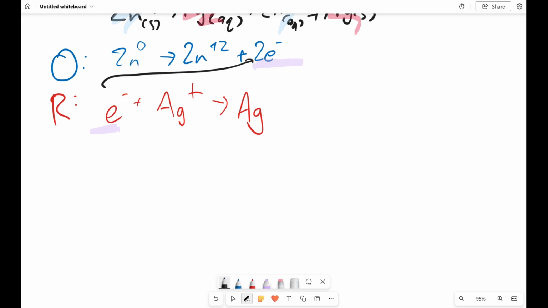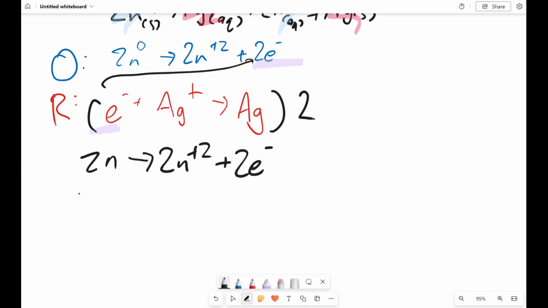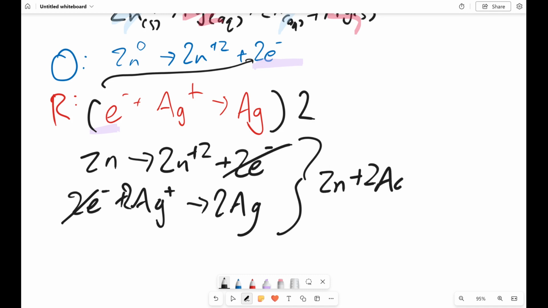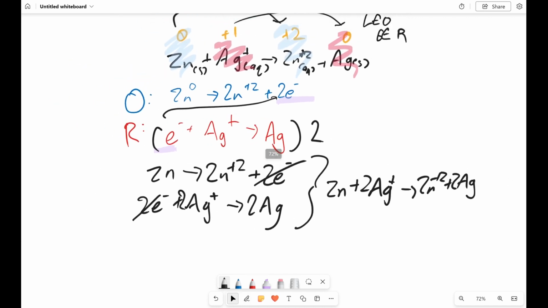So we're just going to multiply everything out here by 2, and then we're going to have that zinc becomes zinc plus 2e minus. We're going to have 2e minus plus 2Ag plus becomes 2Ag, and then we're going to cancel out whatever's common, and we're going to eventually simplify to zinc plus 2 silver ions becomes zinc ions plus 2 silvers. Okay, so super simple, right? It's actually not that hard at all.